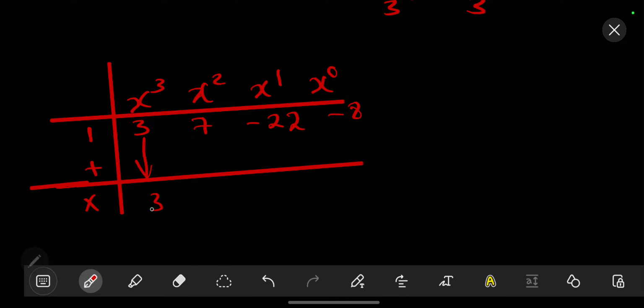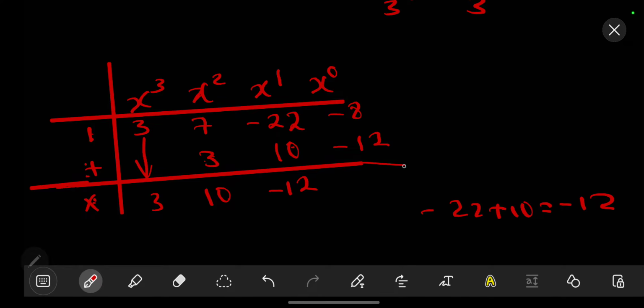So drop the 3, we are going to get a 3. Then 1 times 3, it will give us a 3. 7 plus 3, this will give us a 10. Multiply 1 times 10, this will give us 10. Negative 22 plus 10, this will give us a negative 12. 1 times negative 12, we are going to have negative 12. So the last digit is a negative 20 as your remainder. If it doesn't give you a 0, it means it's not a factor.